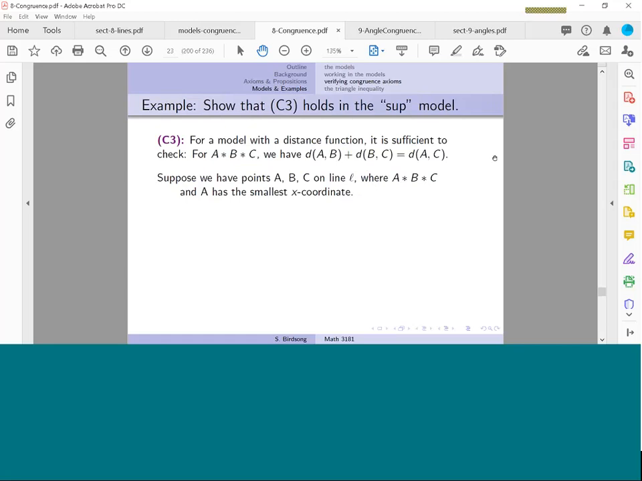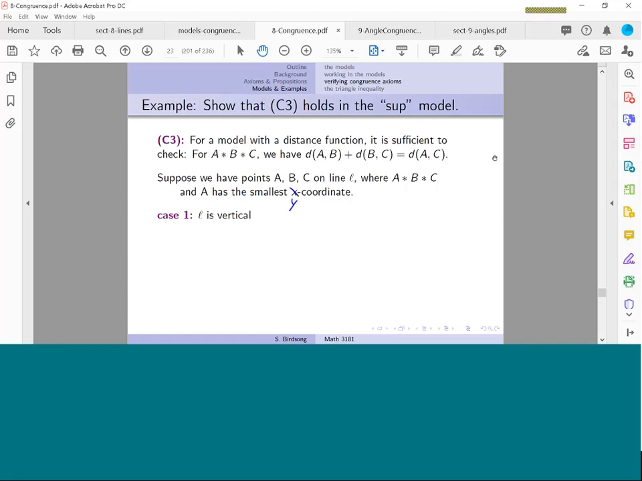For 2 out of our 3 cases, it'll be the smallest x coordinate. For the first one, though, it's actually going to be the smallest y coordinate, so I'll cross that off when we get to our first case. Okay. So case 1 is that our line L that all 3 points are on is vertical. Now, if you have a vertical line, all of your x coordinates are the same, so it makes no sense for A to have the smallest x coordinate.